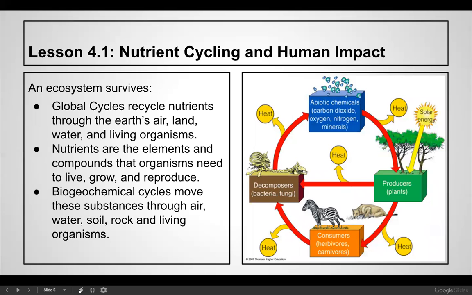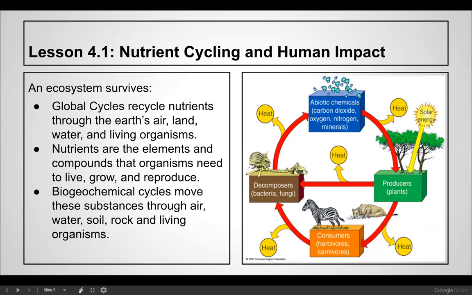And this ecosystem survives through a couple different things. Global cycles recycle the nutrients through the Earth's air, land, water, and living things. Nutrients are the elements and compounds that organisms need to live, grow, and reproduce. And the biogeochemical cycles move these substances through air, water, soil, rock, and living organisms.